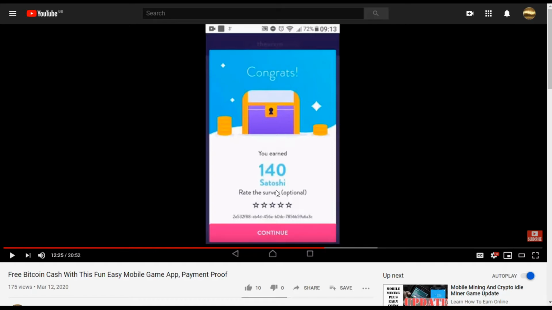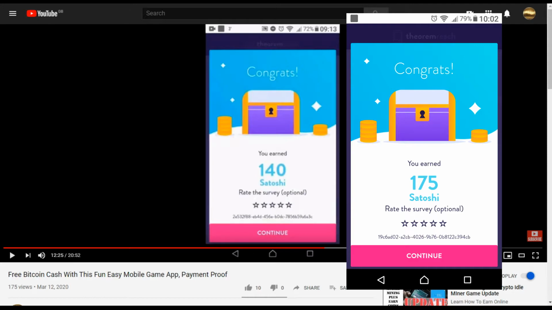Basically after everything went slightly crazy around the world, all of a sudden, as you can see here on the right, they are now giving away 175 satoshis straight away.